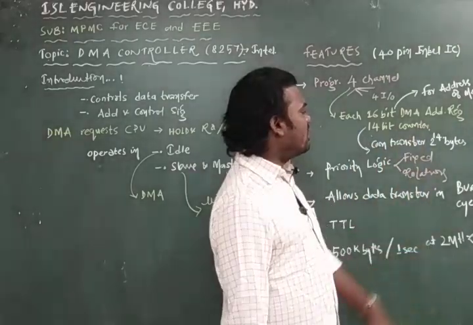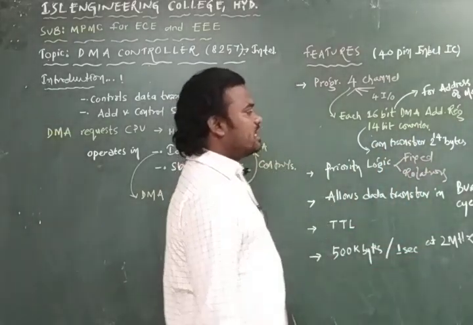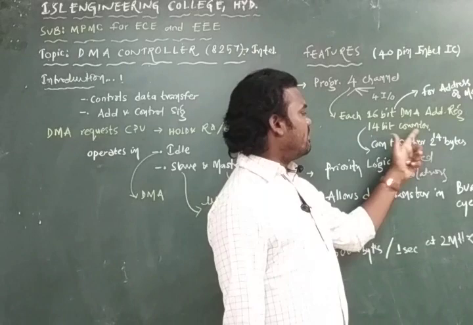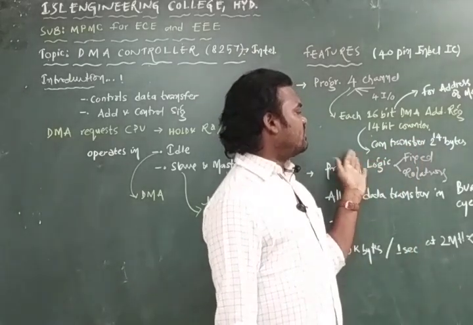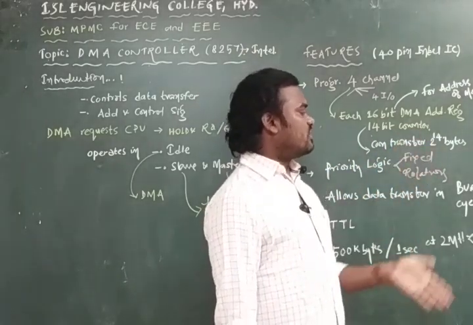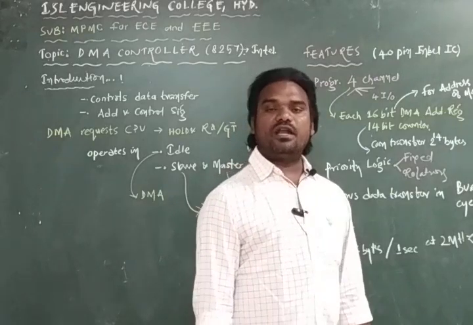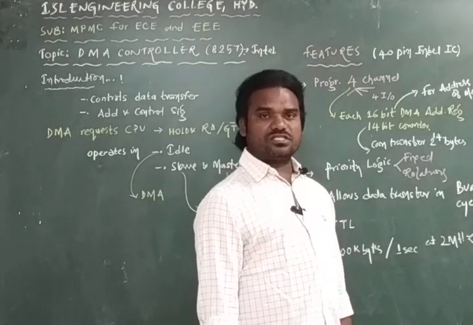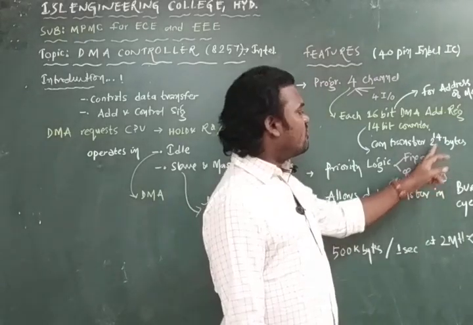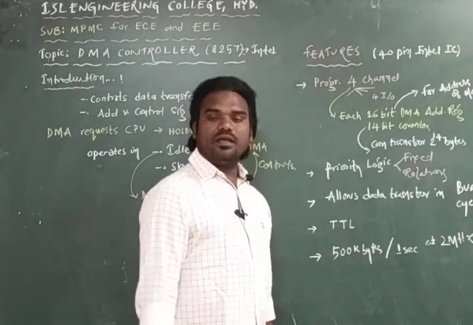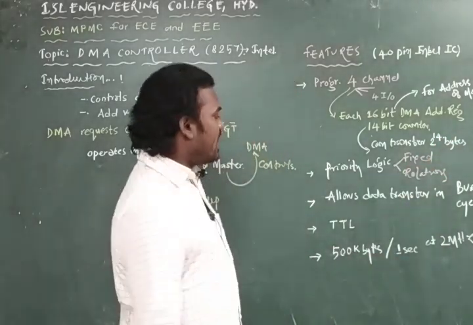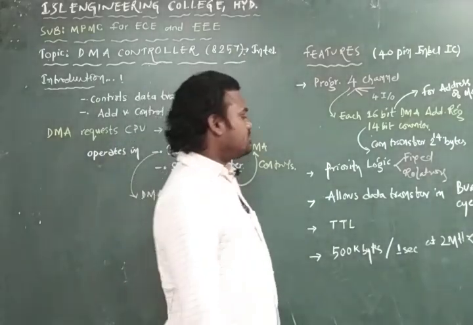And it has a 14-bit counter. By using the 14-bit counter, it can transfer a maximum of 2 power 14 bytes. That means what? The DMA controller allows each channel to transfer 2 power 14 bytes of data between the input output devices and the memory.